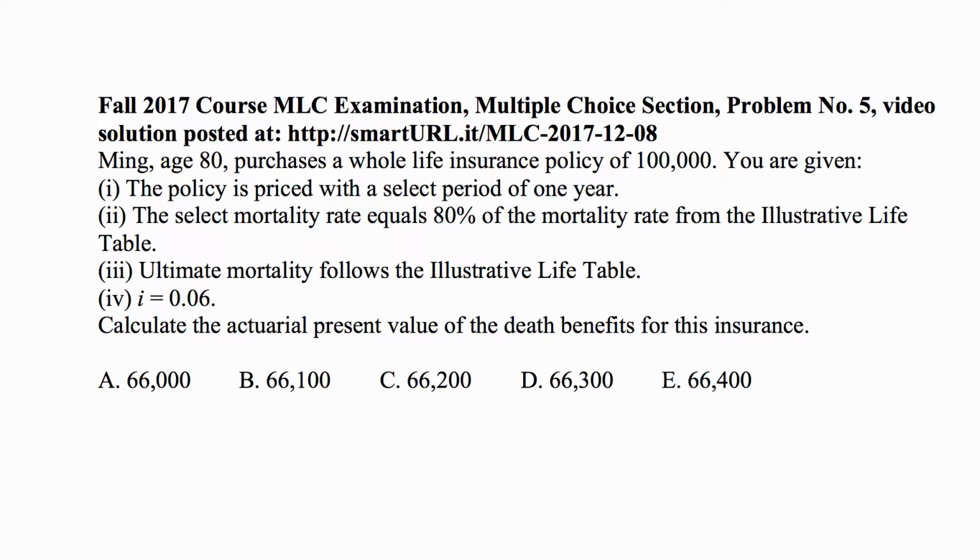Interest rate is 6%. Always pay attention to the interest rate. Check if it's equal to the interest rate in the illustrative life table, which is 6%. So it is what we want. We can use life insurance and life annuity values, actuarial present values, so single benefit premiums from the illustrative life table. Calculate the actuarial present value of the death benefits for this insurance.